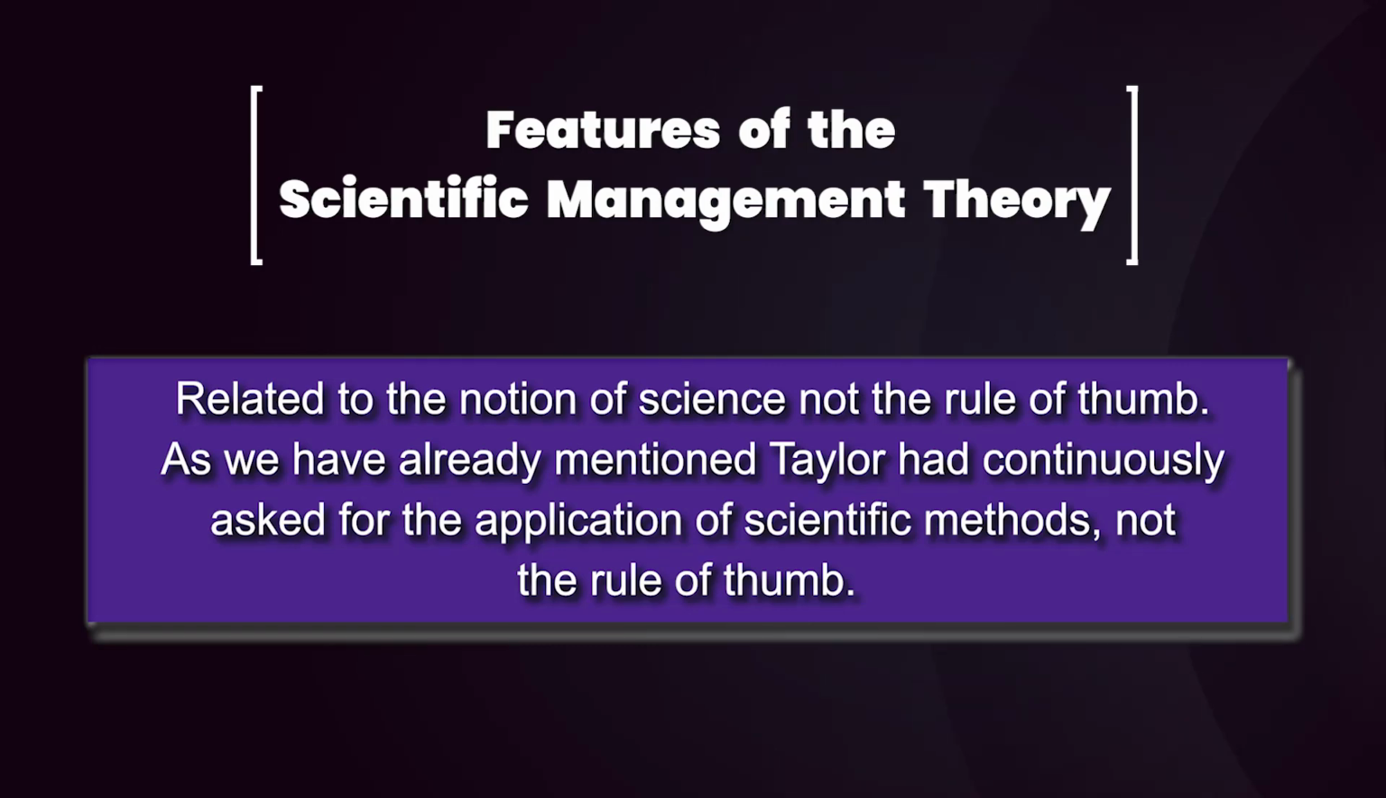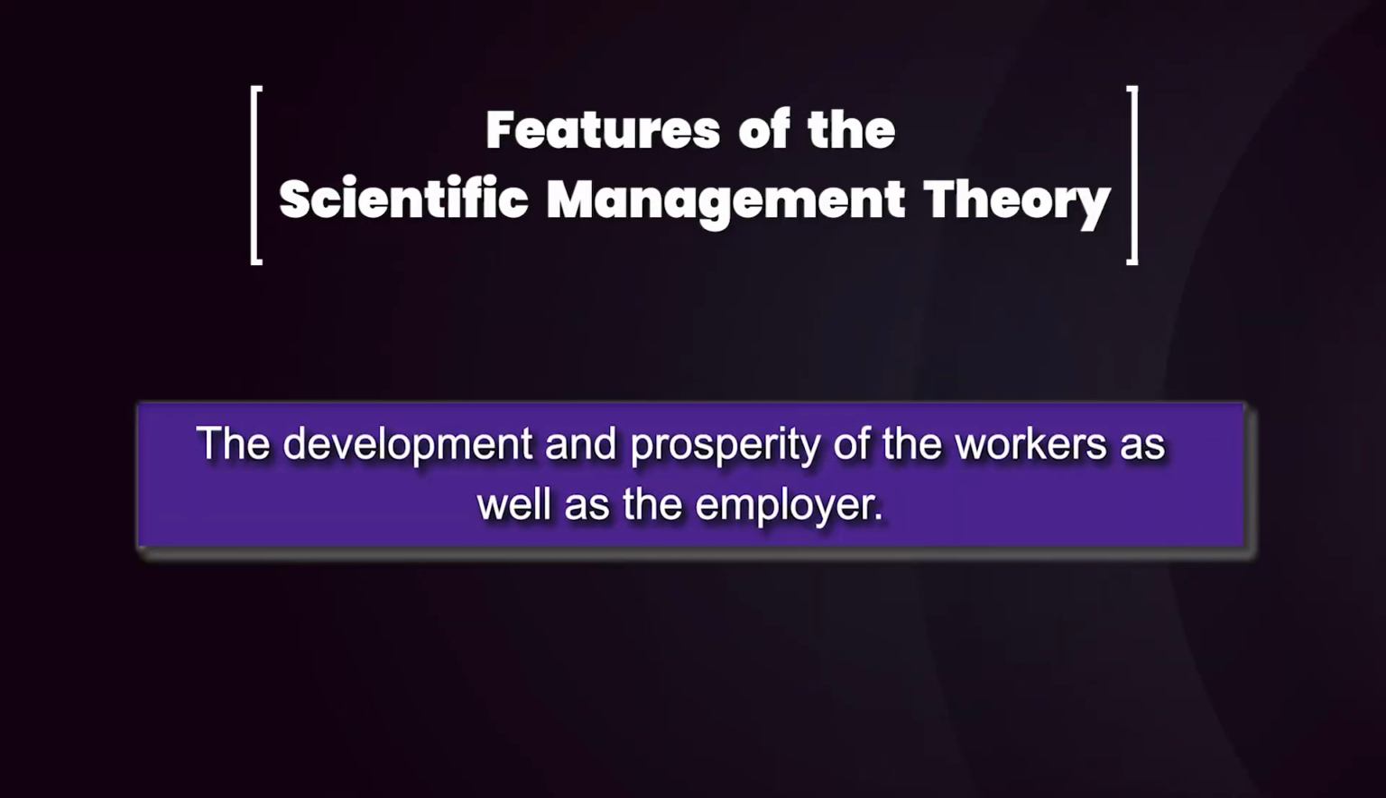As we have already mentioned, Taylor had continuously asked for the application of scientific methods, not the rule of thumb. Another important feature of this theory is the development and prosperity of the workers as well as the employer. And lastly, we need to keep in mind that this theory is also known for its contribution and mental revolution.